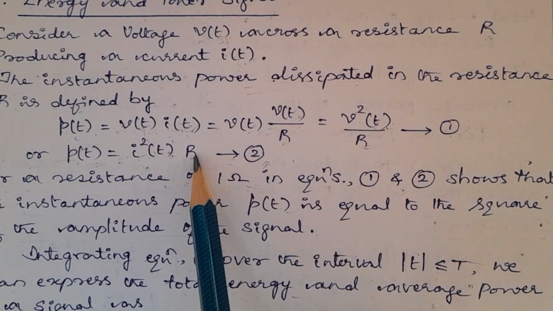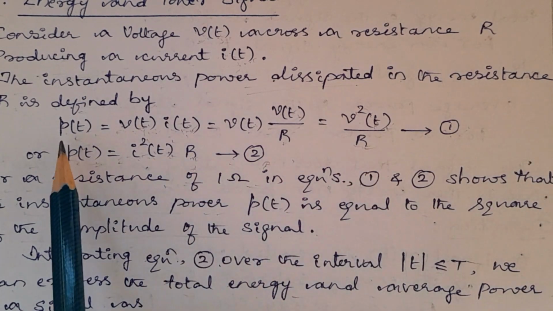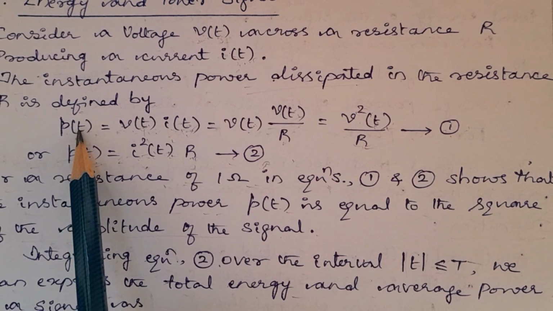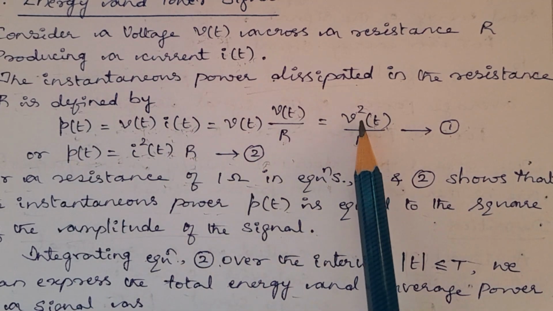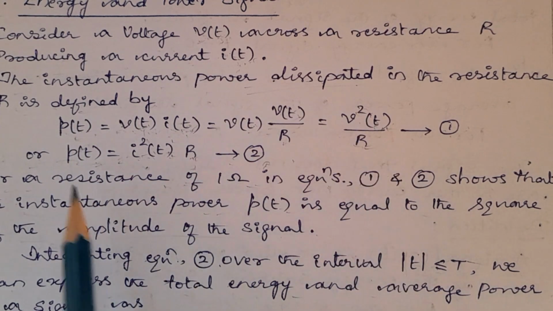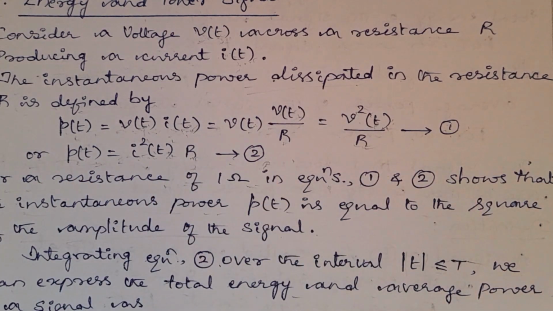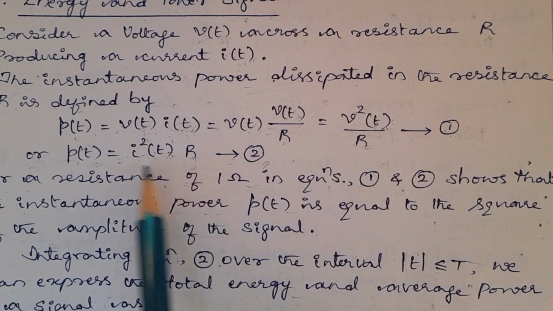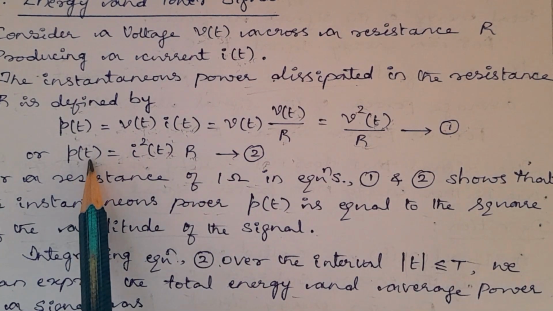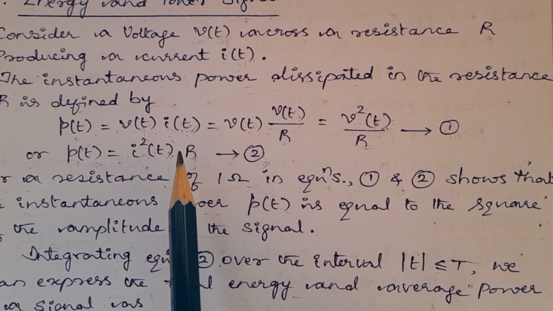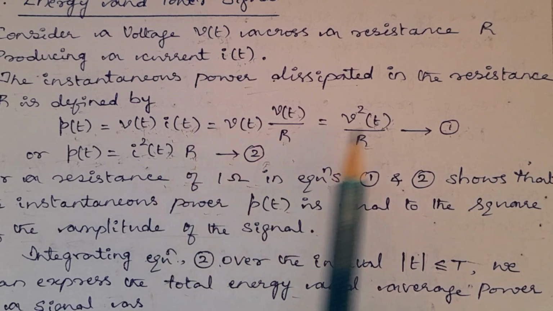Suppose resistance R is 1 ohm, then instantaneous power P of t will be the square of the amplitude. Here also, in equations 1 and 2, with resistance equal to 1 ohm, the instantaneous power P of t will be the square of the amplitude of the signal.